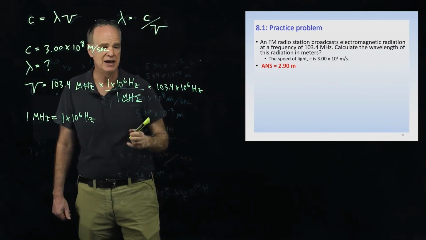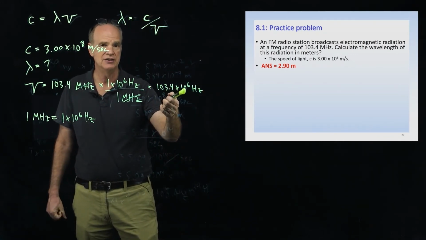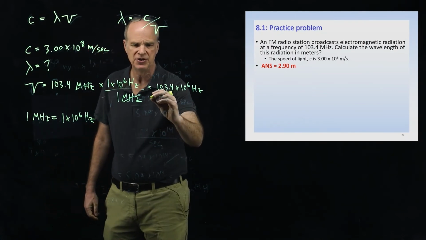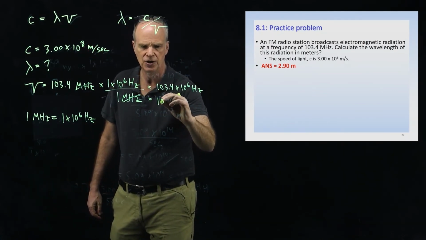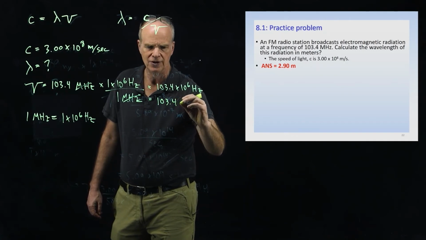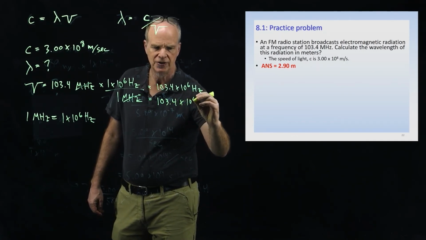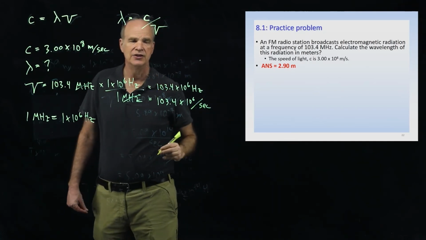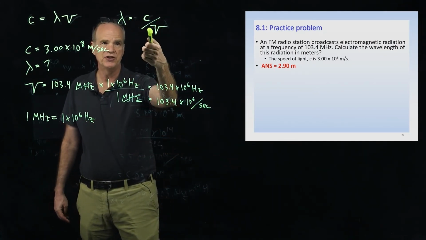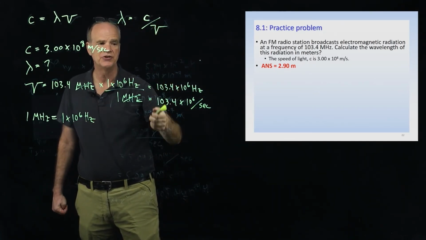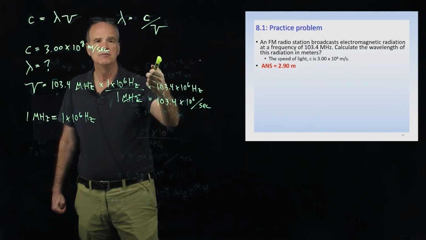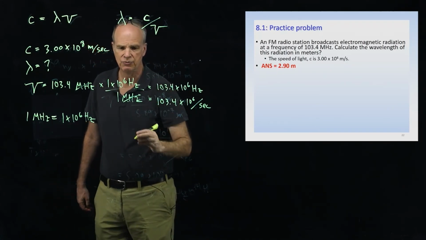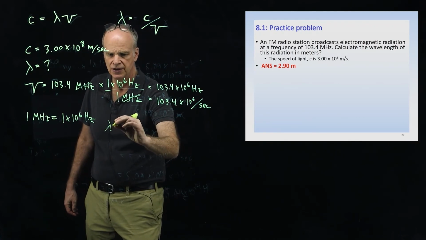Okay, now that we have frequency in hertz, it's in per second, right? So let me just write this here. It's 103.4 times 10 to the 6 per second. So I'm going to put a slash here, per second. Then what I can do is, since I know what the speed of light is and we know what the frequency is in per second, then we can solve for wavelength.